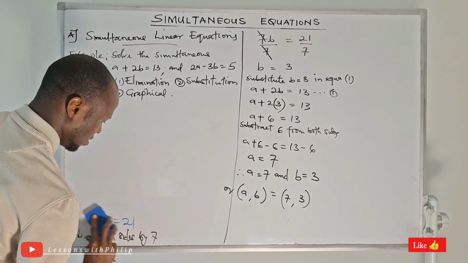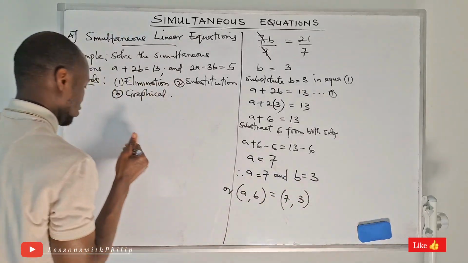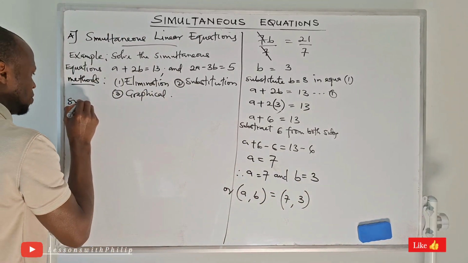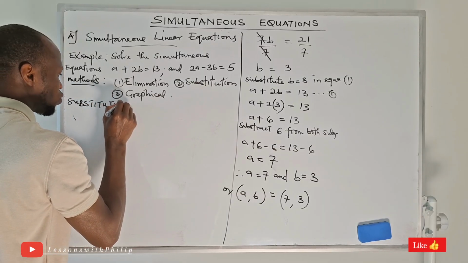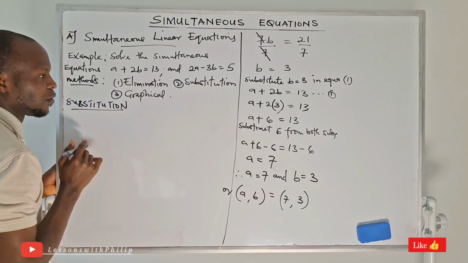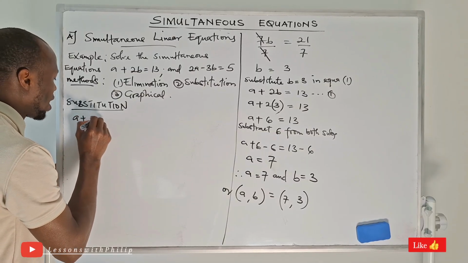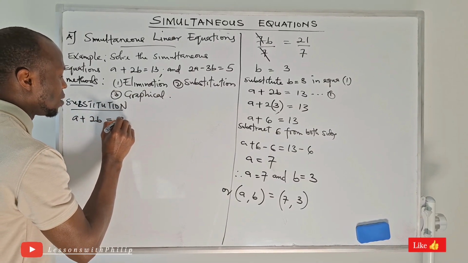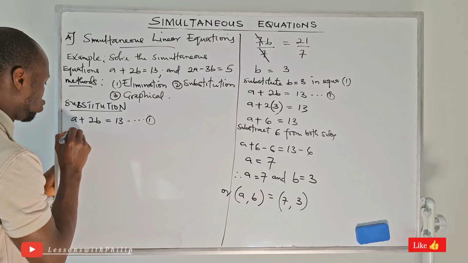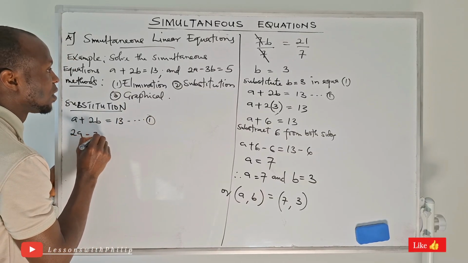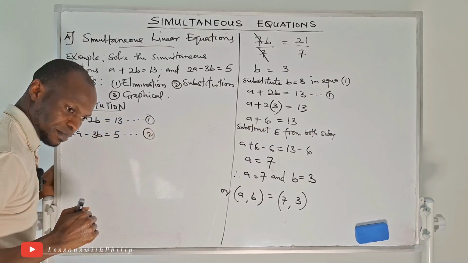Okay? You see how it is. We want to try the substitution method. Don't forget our equation 1. We have named the equation as equation 1, and we have 2a minus 3b equals 5 as my equation 2.